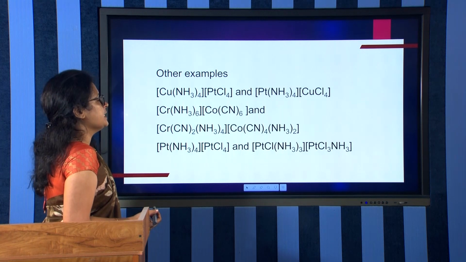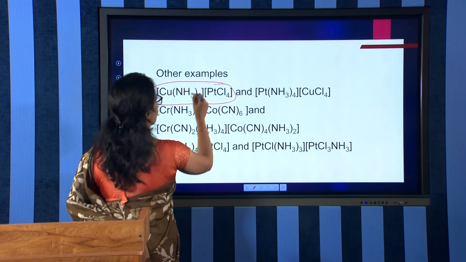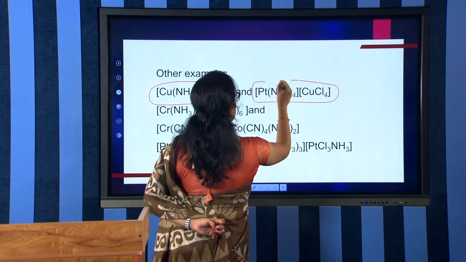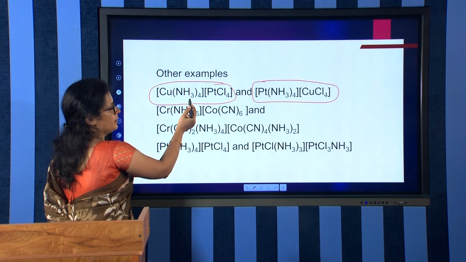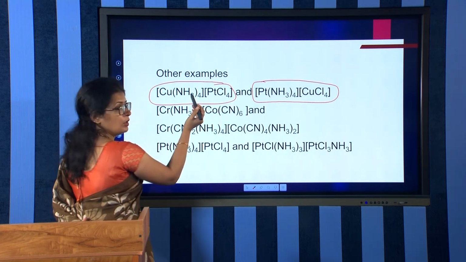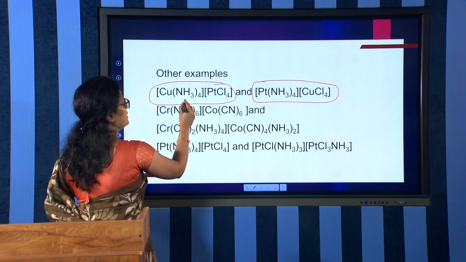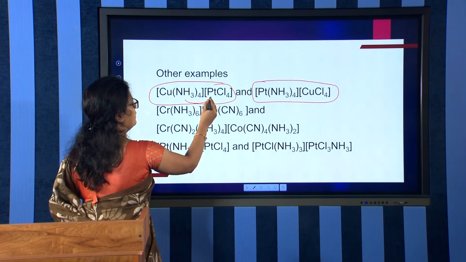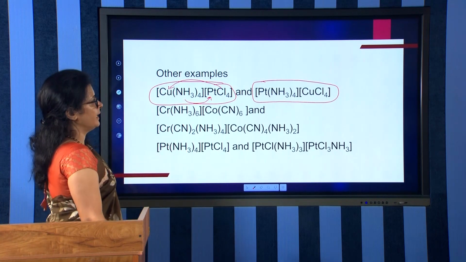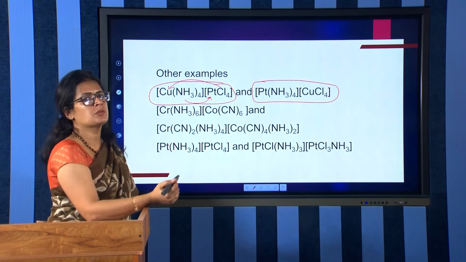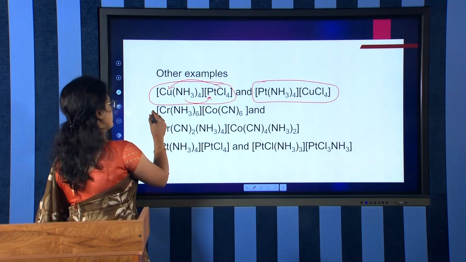[Cu(NH3)4][PtCl4]. The whole thing is a coordination complex, and this is another coordination complex. What is the difference? Here copper is having ammonia as a ligand, and this platinum is having chloride as a ligand. In the second case, platinum is having ammonia as a ligand. What happens? This ammonia is exchanged with the platinum, and this chloride is exchanged with the copper. That is the only difference. So, these are the examples for coordination isomers.